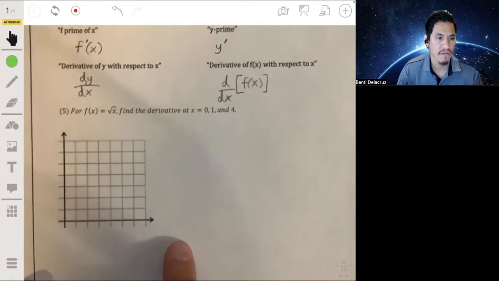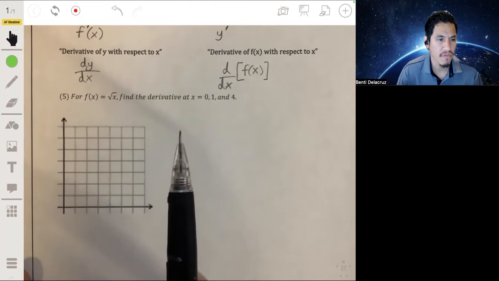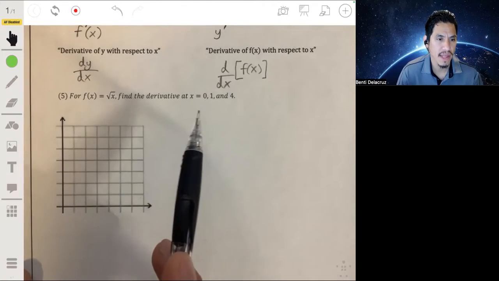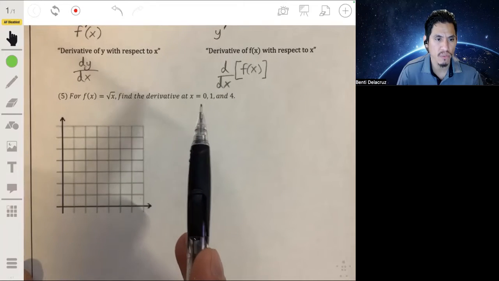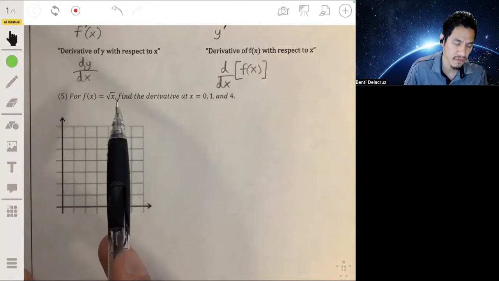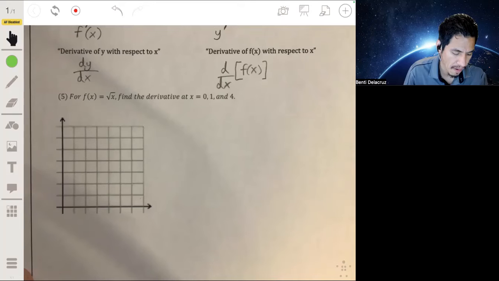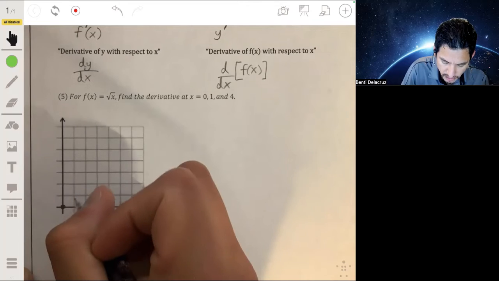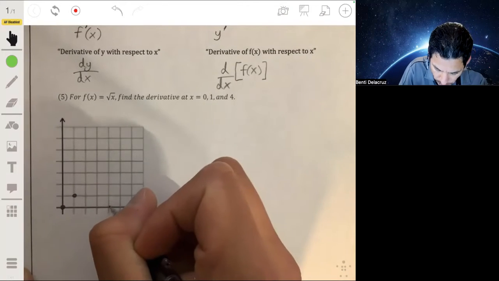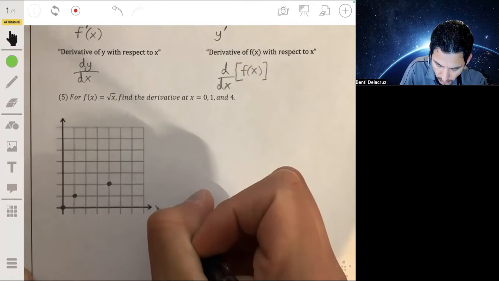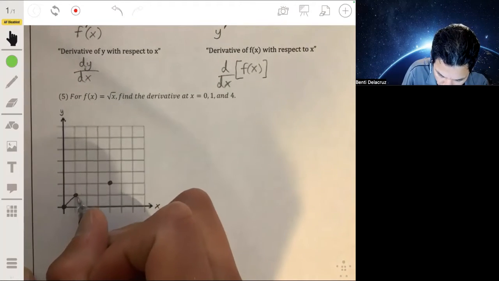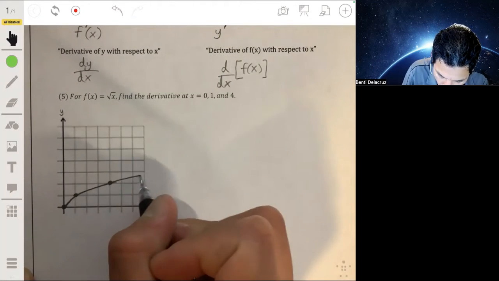All right, now for this problem, we're going to find the derivative value, so we're going to get some number, if possible, at the points where x is 0, 1, and 4 on this graph for the function f of x equals the square root of x. So let's first draw a sketch of this graph through those points. We know it goes through (0, 0), (1, 1), (4, 2). As we should know, it's a common square root function. So something like that.